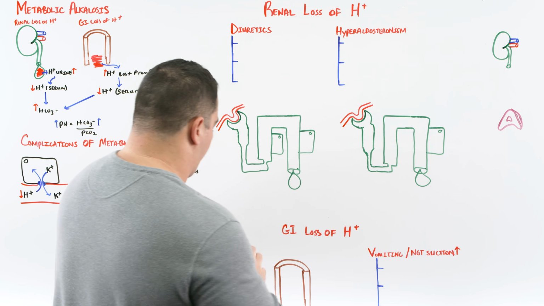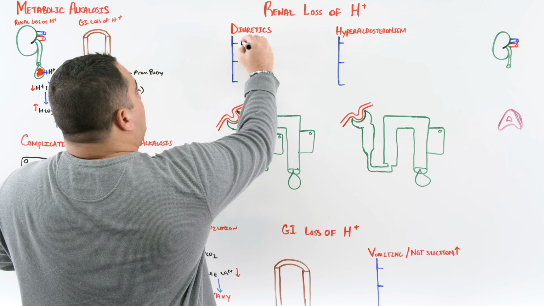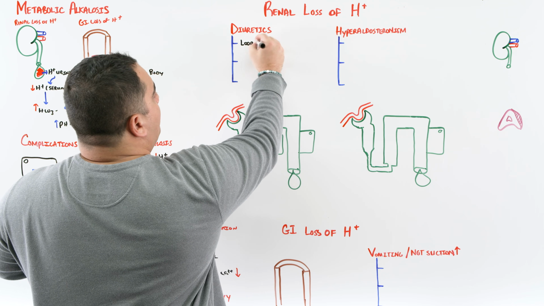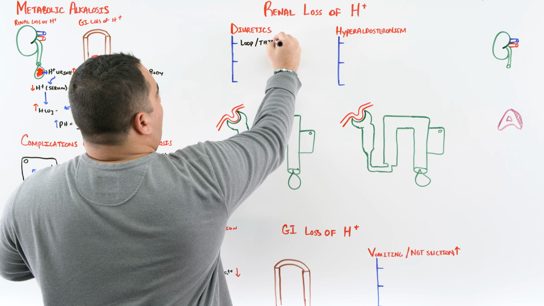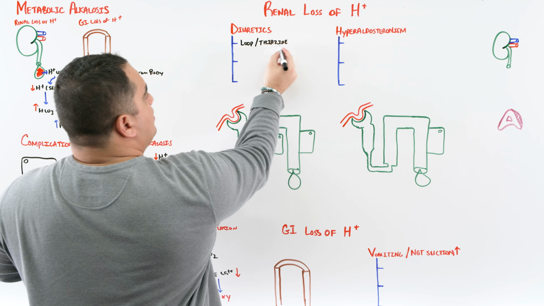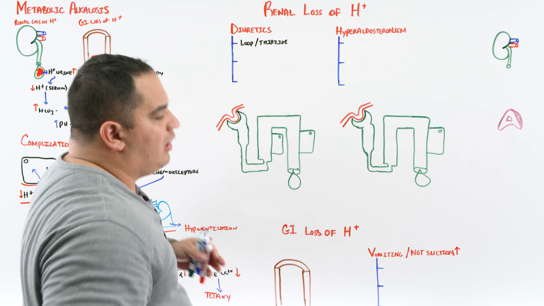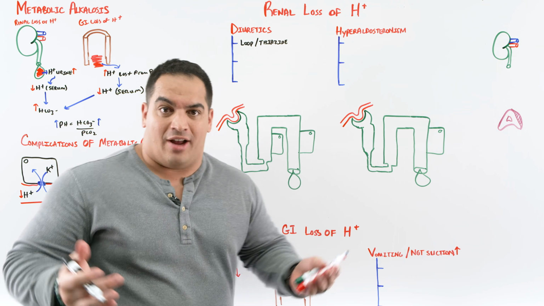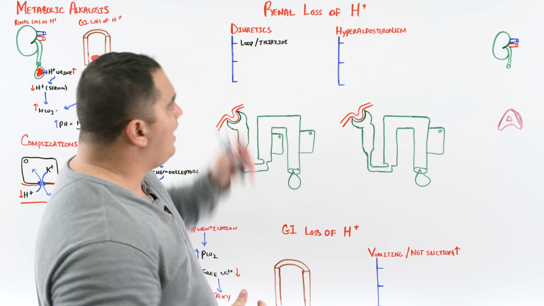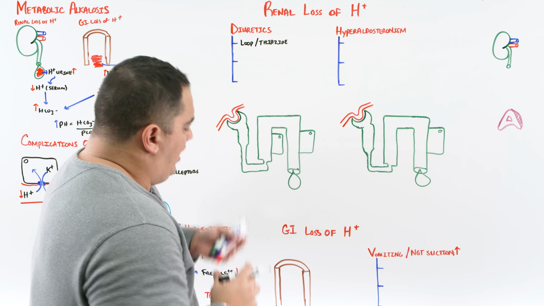Diuretics is the big one. There are two types. Loops are more common. Thiazide is another one that's utilized, more in hypertension, whereas loops are more in volume overload states, like CHF patients. Now, what happens with these is that they particularly work here.